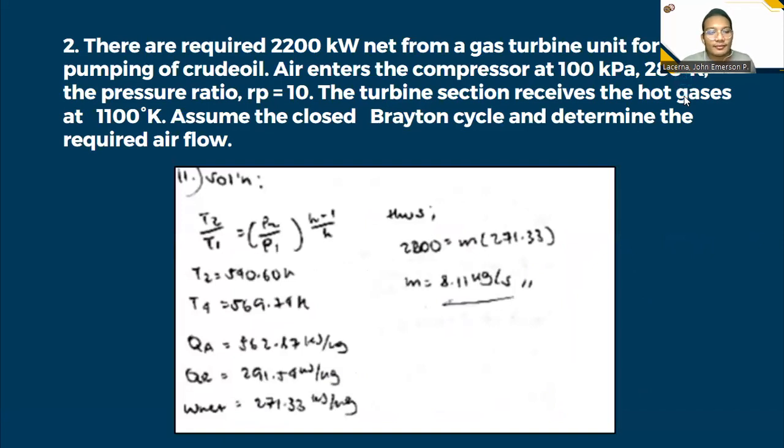Next problem, okay. There are required 2,200 kilowatt net from a gas turbine unit for pumping a crude oil. Air enters the compressor at 100 kilopascal at 280 Kelvin, and the pressure ratio RP is equals to 10. And the turbine section receives the hot gases at 1,100 Kelvin. Assume the closed Brayton cycle and determine the required airflow. Airflow, meaning natin yung mass. Okay? Ano pwede natin gamitin?